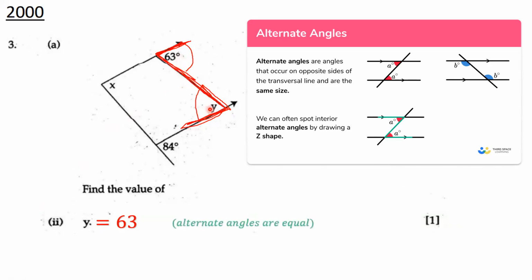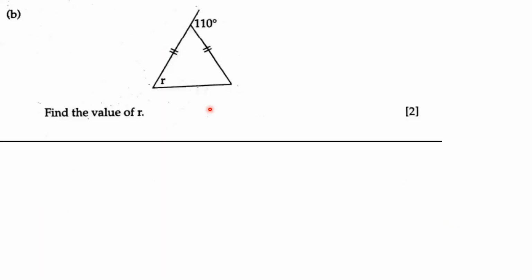The reason is because alternate angles are always equal. Okay, let's move on to the next question. Here we have to find the value of R. Notice that this side is equal to this side. The reason we know they are equal is because both of them have the double dashes to indicate that they are equal. Now we need to find the value of R.